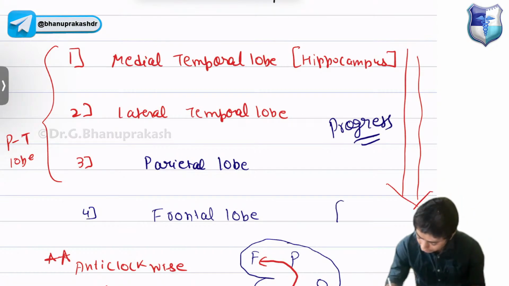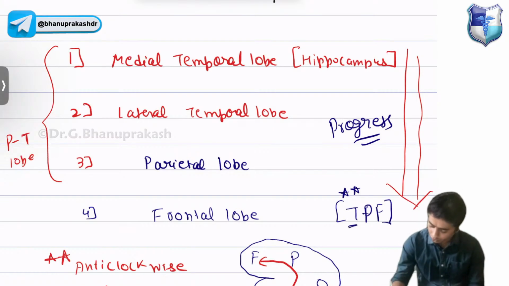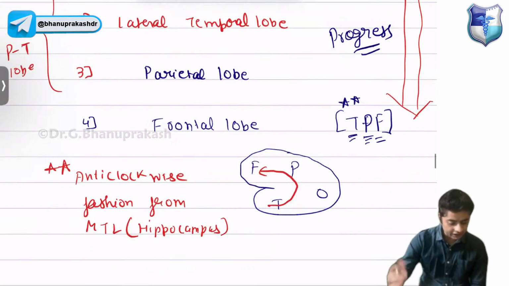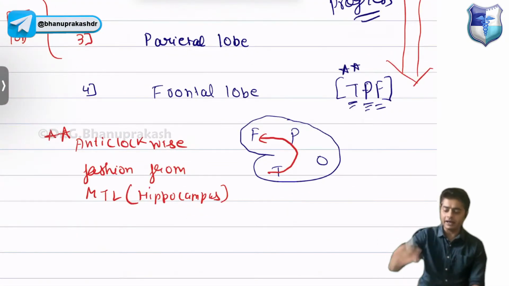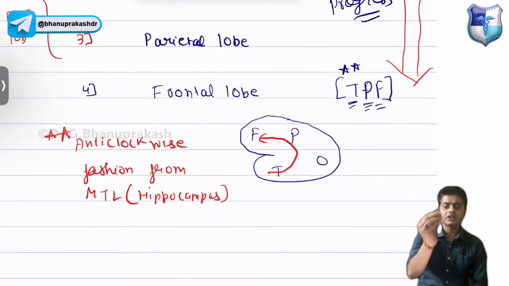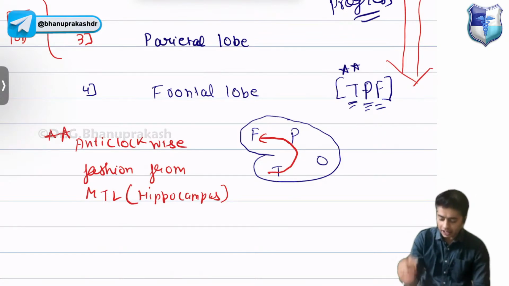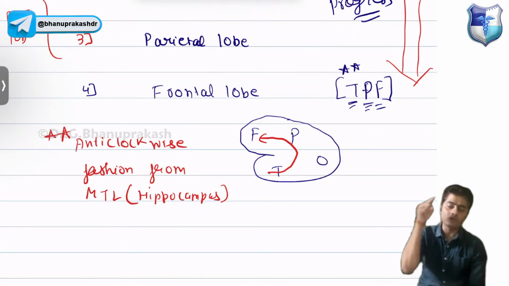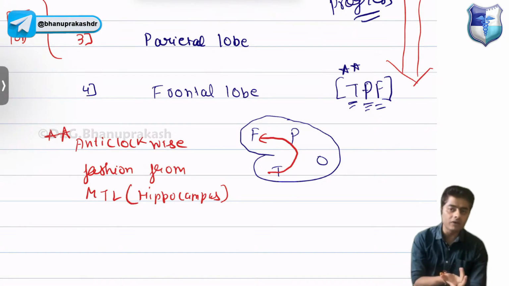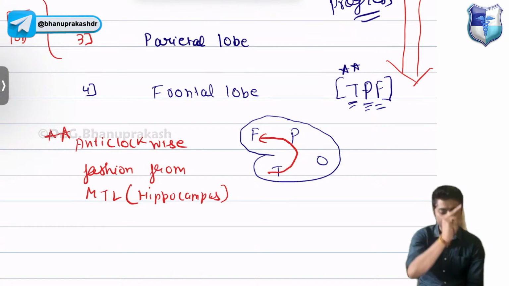And what is the mnemonic? TPF. Temporal, parietal, frontal. We draw the diagram directly in an anti-clockwise way. We are starting from temporal and we have to spare occipital. So if we are starting from temporal and we have to go to frontal, which lobe will you find in between? Parietal. So it is TPF.